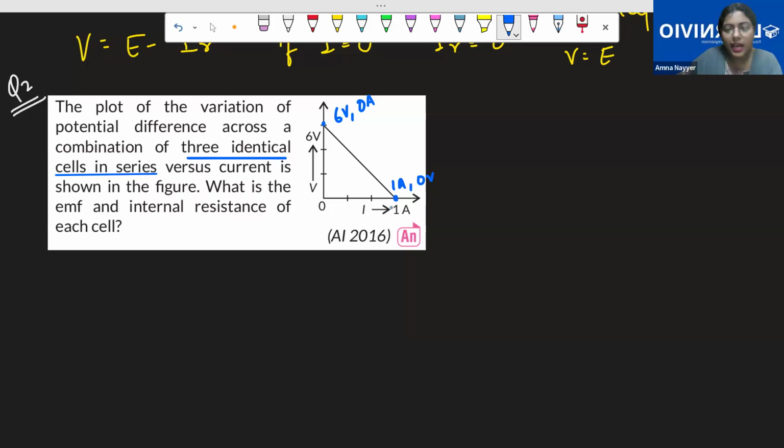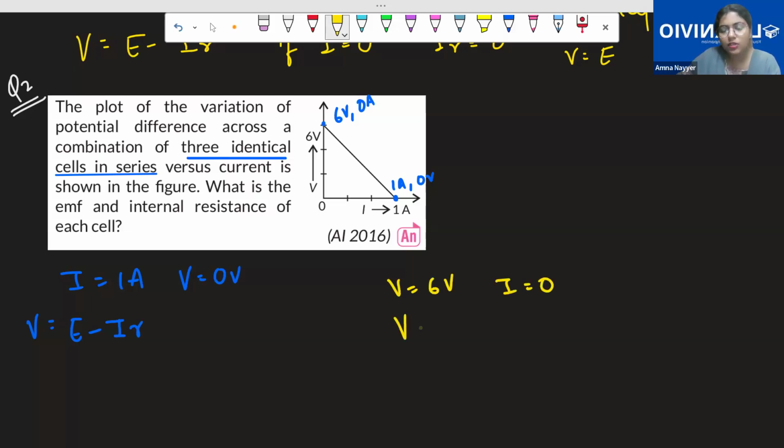See, what do we have from here? If I look at this here, the current given is 1 ampere, while the voltage given is 0 volt. If I use V is equal to E minus IR as one of my equations, I can put 0 here. Let me write this side also. This is 6 volt, means voltage is given as 6 volt while current is 0. So when I write V is equal to E minus IR over here.